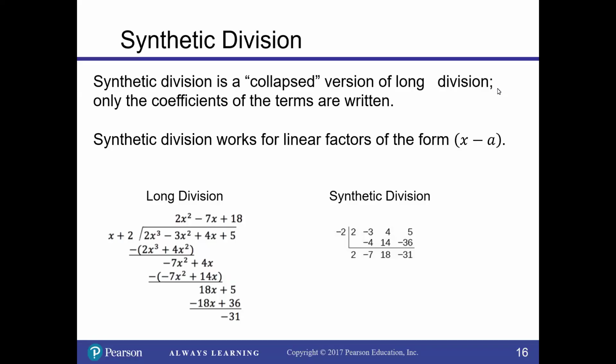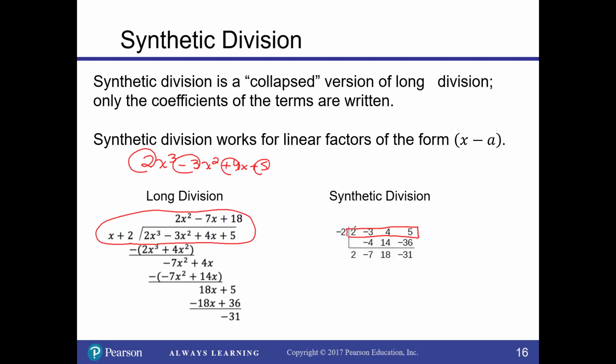All right. So our last bit about this is going to be synthetic division. Synthetic division is a collapsed version of long division where we only look at the coefficients. So like this here, what this problem was looking at is I have 2x cubed minus 3x squared plus 4x plus 5. What I keep is just those coefficients. So I would keep the 2, -3, 4, and 5.